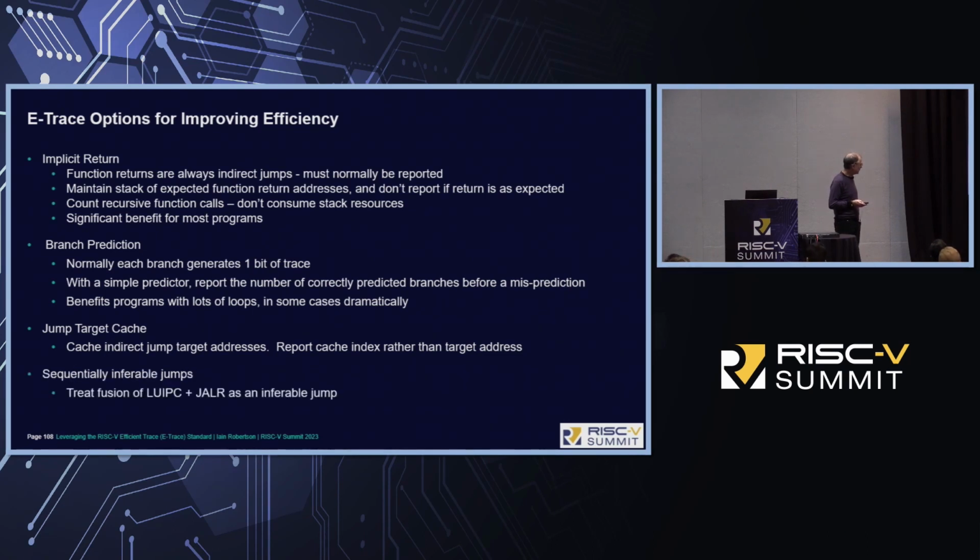And then finally, there's a sequential inferable jump mode, which takes advantage of some of the kind of instruction fusion that you can get with RISC V. So, instruction pairs such as LUIPC and JALR, which add a constant to the PC, put that in a register and then jump to it, can be treated as inferable, because all the information here is in the source code. It's just spread amongst 2 instructions rather than being in one.